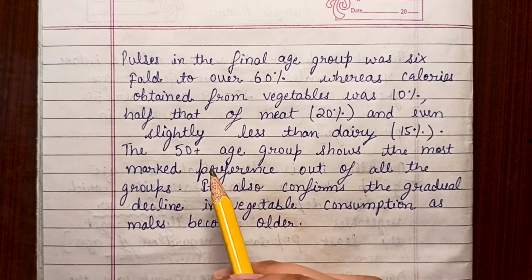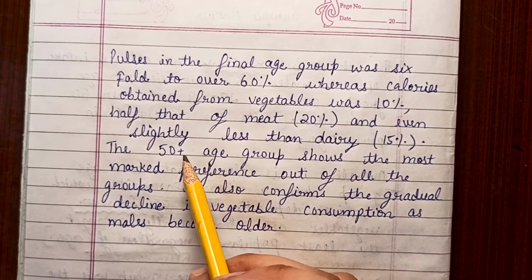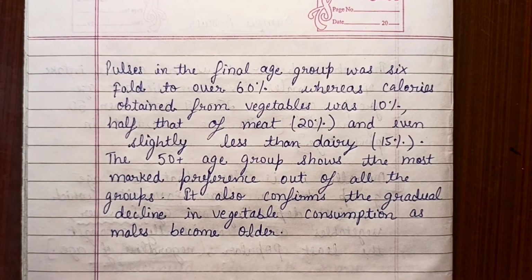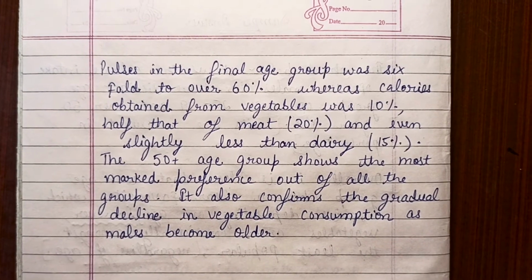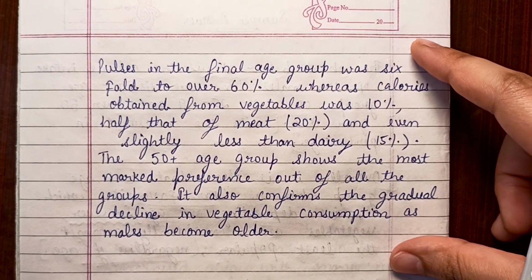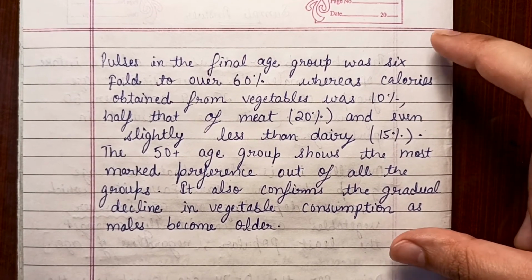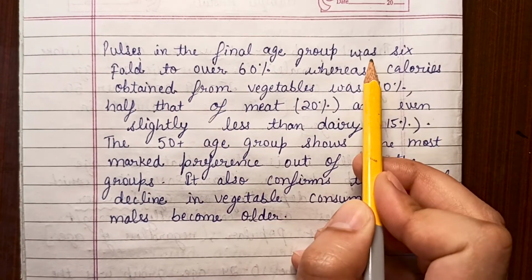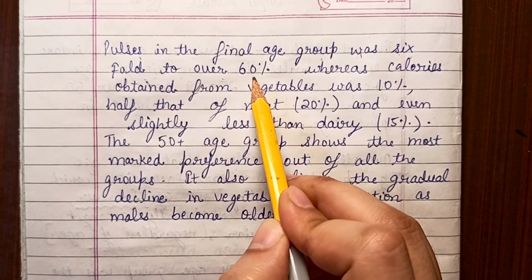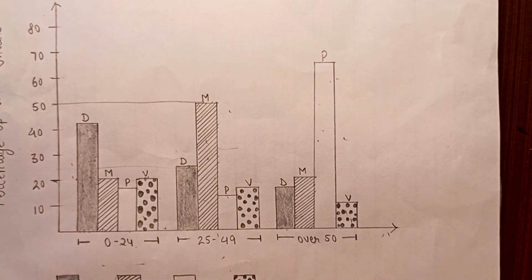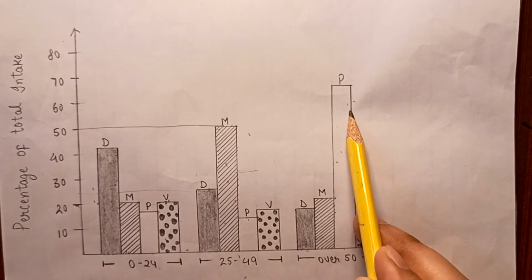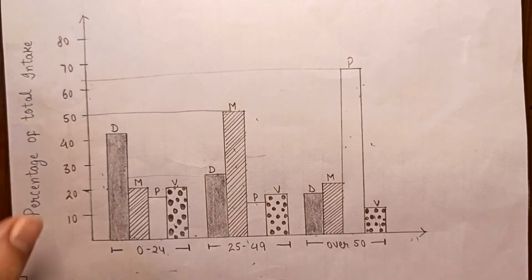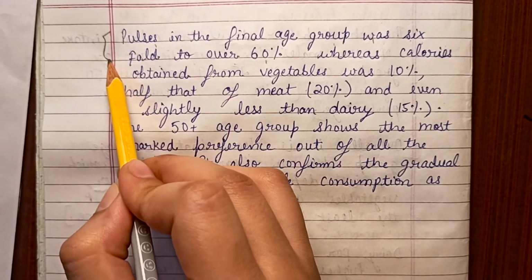Moving on to the second body paragraph, you need to divide or make the body paragraph systematically, right? Your first BP should not be too long and your second BP should not be too short. They must be of equal lines, right? You need to divide the data equally, systematically. So, pulses in the final age group was 3-fold to over 60%. You can see here, pulses was about 3 folds. That is above 60%, right? I have written the highest one.